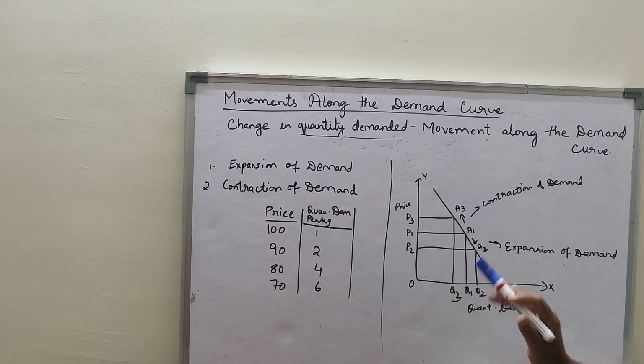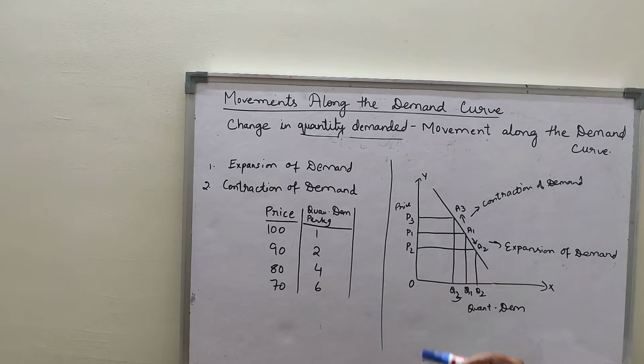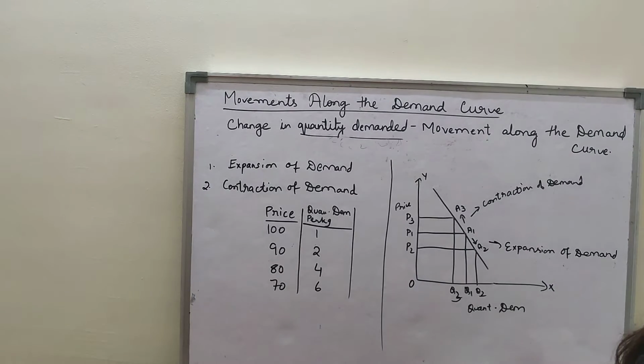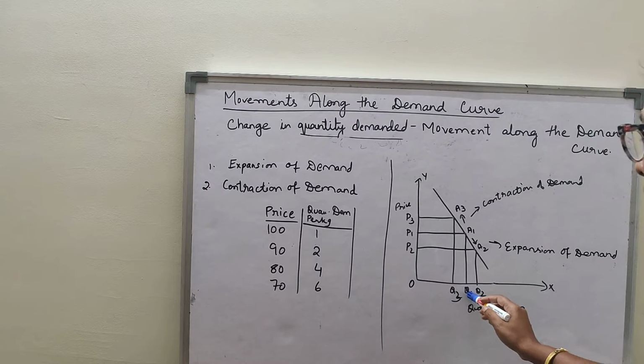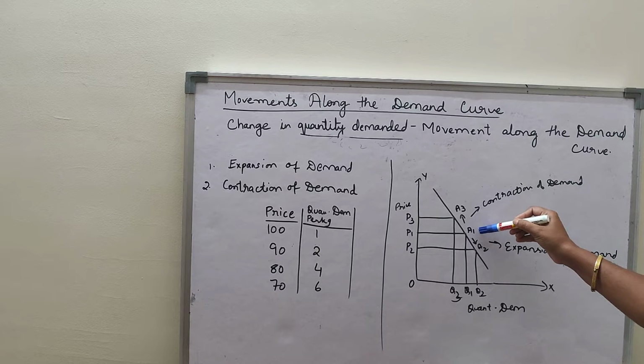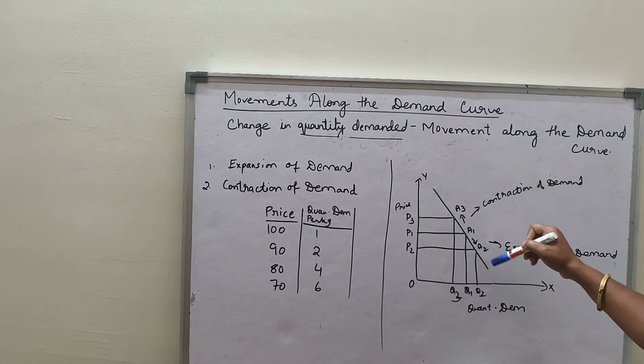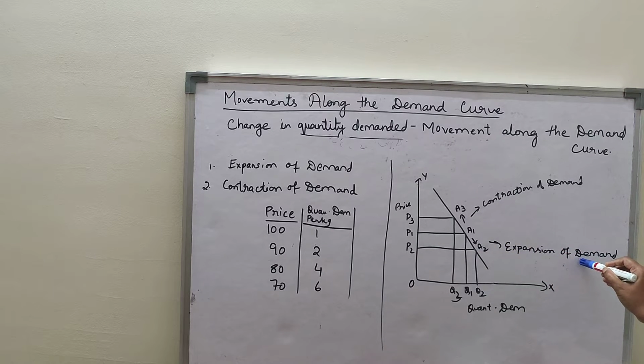This is the movement along the demand curve. So what it says, when the price is OP1, quantity demanded is OQ1. Clear? When the price falls from OP1 to OP2, quantity demanded increases from OQ1 to OQ2. See? Quantity demanded increases, that means more quantity is demanded. Clear? The movement from A1 to A2, which is indicated by an arrow, is in the downward direction, which is known as the expansion of demand or a rise in quantity demanded.